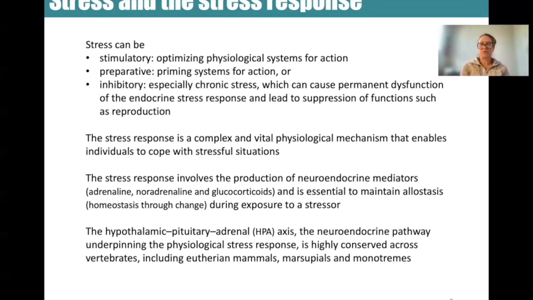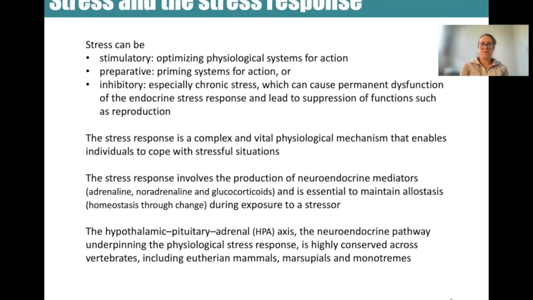The stress response is a complex and vital physiological mechanism that enables individuals to cope with stressful situations. So it is an adaptive response. It involves the production of neuroendocrine mediators such as adrenaline and glucocorticoids, and it is essential to maintain allostasis through exposure to a stressor.